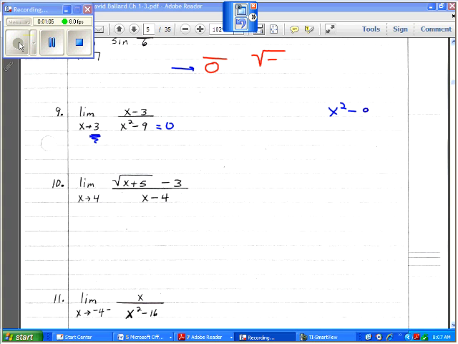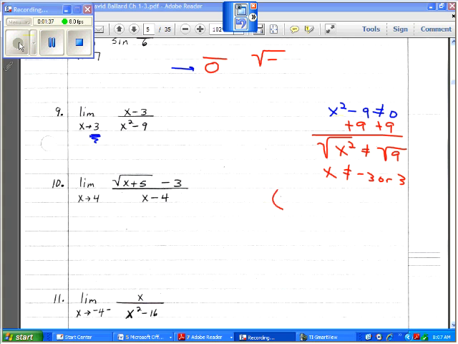X squared minus 9 cannot be equal to 0. We're trying to find the things that x cannot be. So the denominator cannot turn into a 0, so we would add 9 to both sides. We would have x squared cannot be 9. So when we take the square root, we get that x cannot be negative 3 or positive 3. X cannot be plus or minus 3.